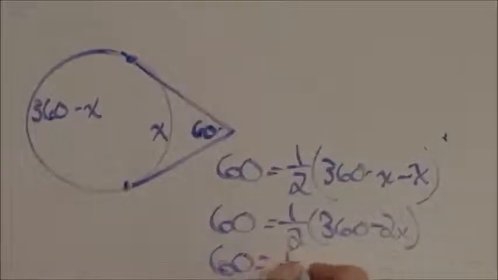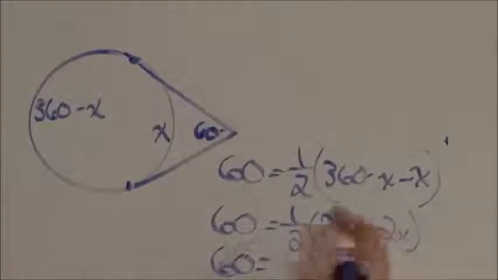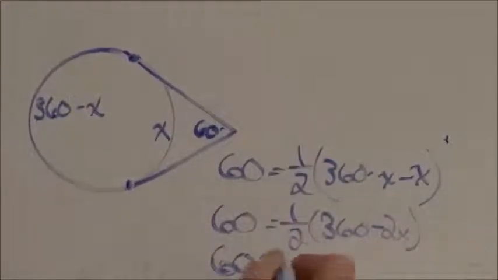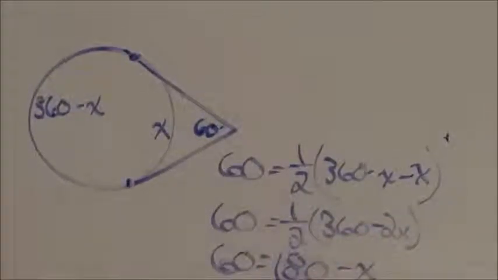So I'm going to bring this down. 60 equals half of, I'm jumping the gun here. We're taking half of both terms. So half of 360 is 180 and half of 2x is negative x.